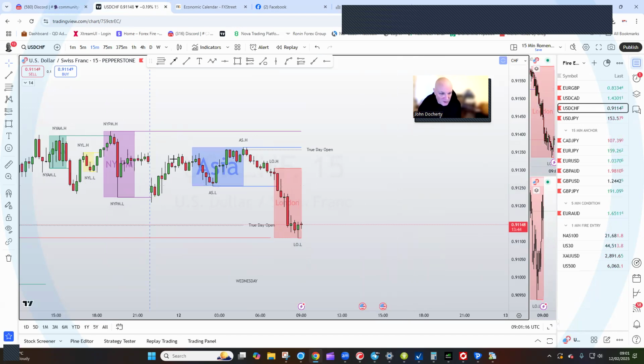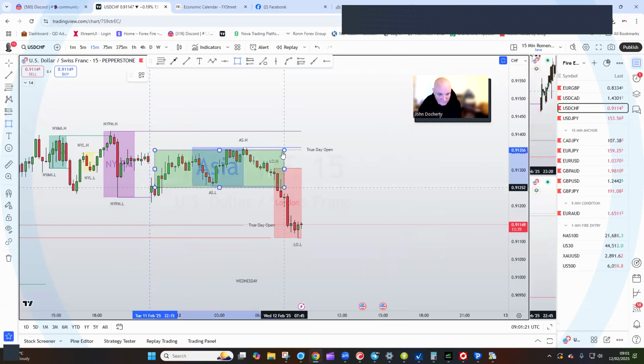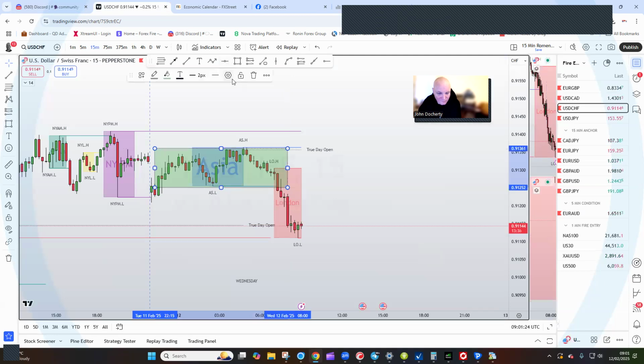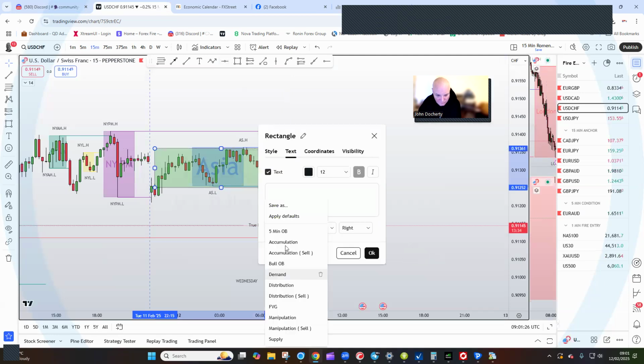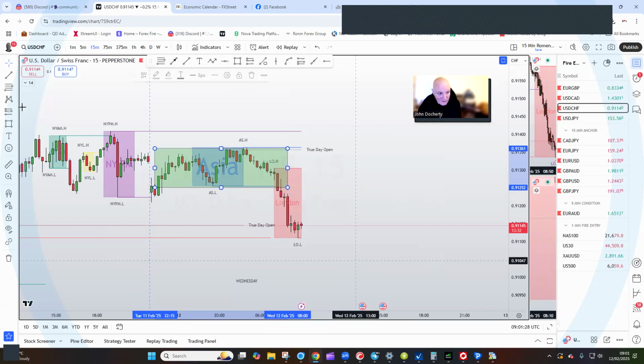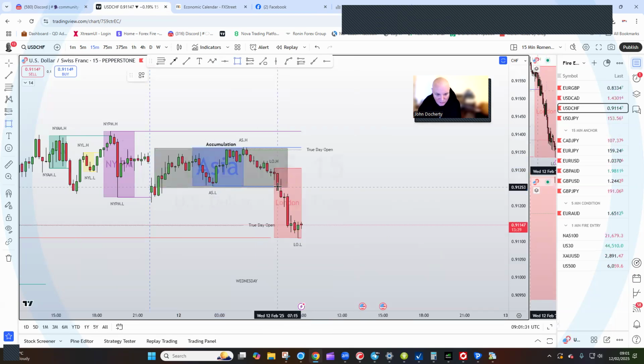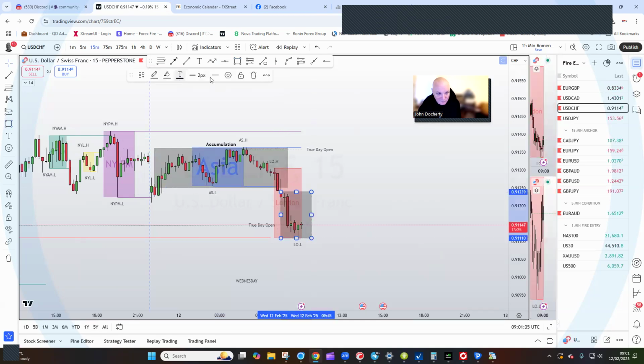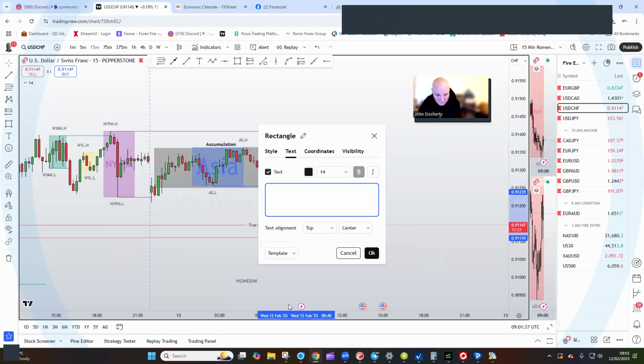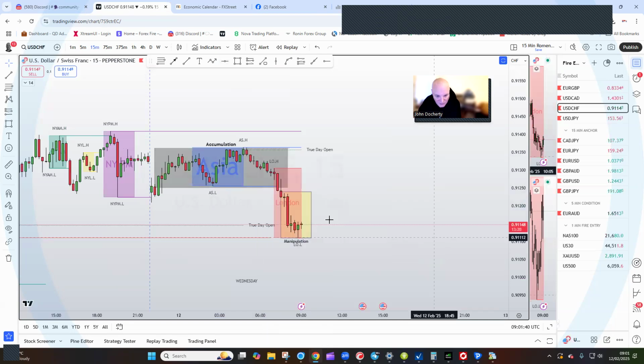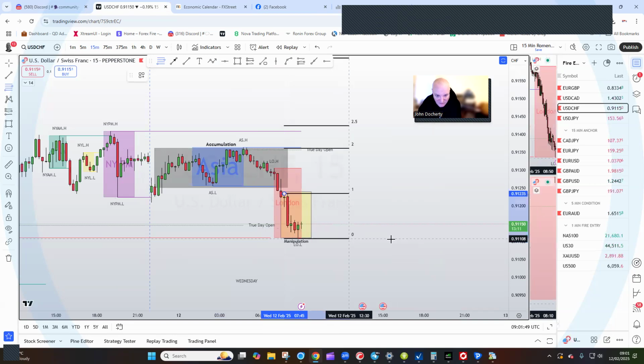Right. So we could mark this up as accumulation. Okay. We understand we've broken out with manipulation. Yeah. Where did the manipulation come from? Well, we can see a bullish candle here. So basically, you're looking at that there down to that there.